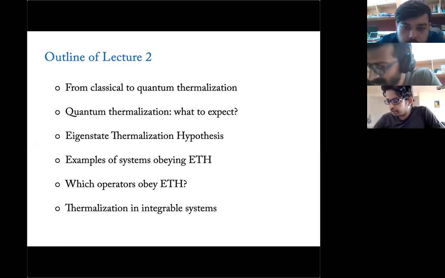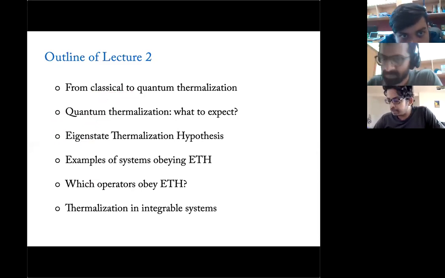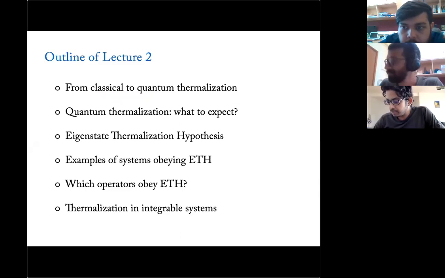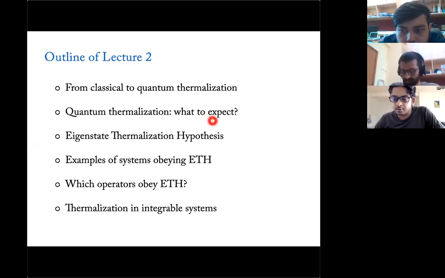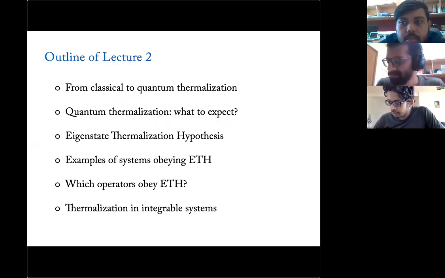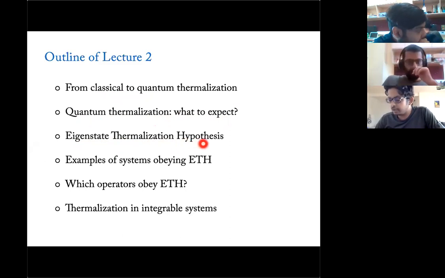So in today's lecture, I hope to cover these things. Yesterday we discussed mostly the classical theory for thermalization, ergodicity and mixing. So we'll see how to generalize these ideas suitably for quantum thermalization. And then, what are the expectations of your systems? What features do you expect to be present in the system in order to allow quantum thermalization? And then I'll introduce the main concept, which is the Eigenstate Thermalisation Hypothesis, or ETH.